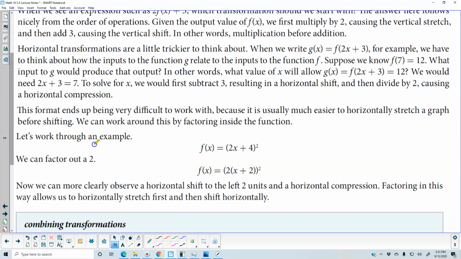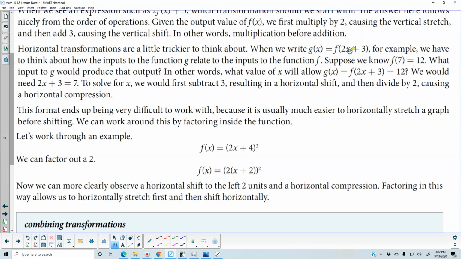So let's work through an example. If we have f of x equal to (2x plus 4) squared, we want to be able to factor out a 2. We can factor out a 2, which becomes (2 times (x plus 2)) squared. Now we can more clearly observe a horizontal shift to the left 2 units and a horizontal compression of 2. Factoring in this way allows us to horizontally stretch first and then shift horizontally.